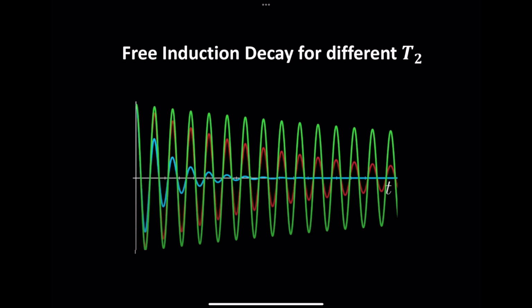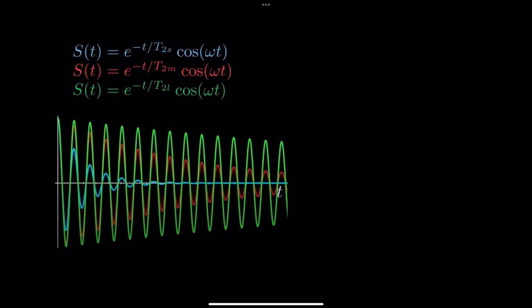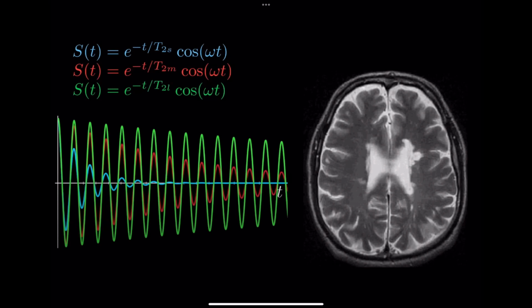Decaying exponentially, mathematically, the sinusoidal behavior is multiplied by e to the negative t over T2. The T2 shows how quickly the plot decays. Since these signals decay at a different rate, each tissue would deliver a different signal strength, which corresponds to the different brightnesses of a tissue in an MRI image.